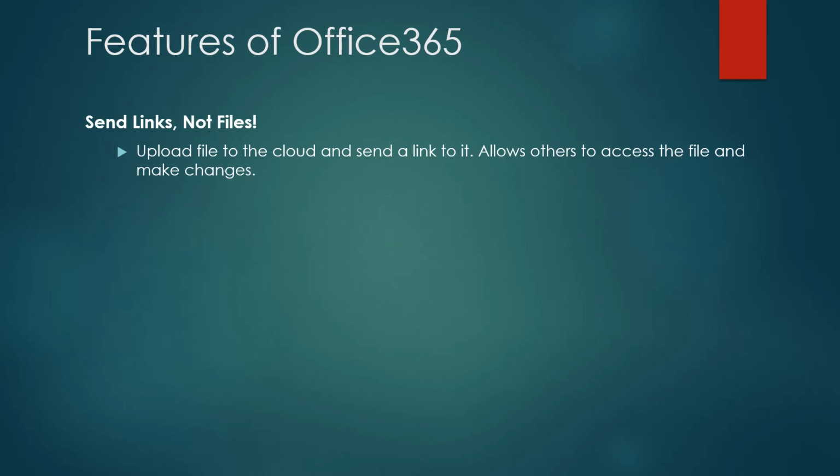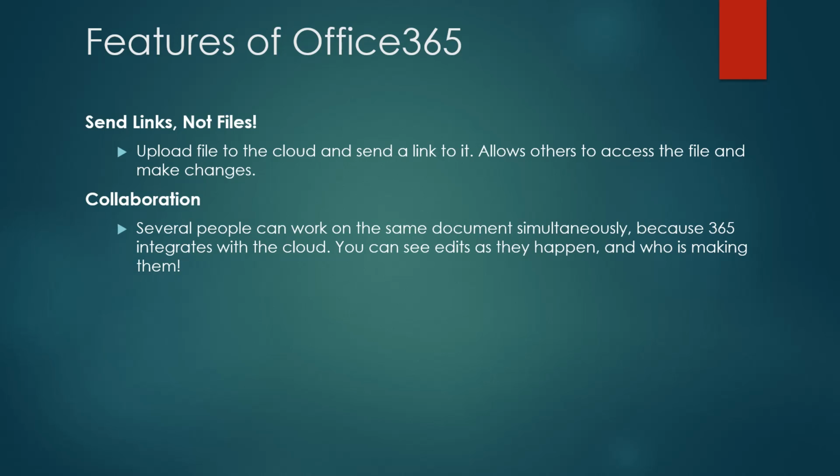They're in no particular order, all pretty random, to be honest. I was going to try to organize them, and I just decided I'm just going to do it like this. So the first feature is send links, not files. You can upload a file to the cloud and send a link to it. It allows others to access the file and even make changes to it. You don't have to send the file back and forth. You just open it in the cloud, make your changes, and it saves it. And now the next person can see what you did without having to physically send the file back and forth. So that's neat.